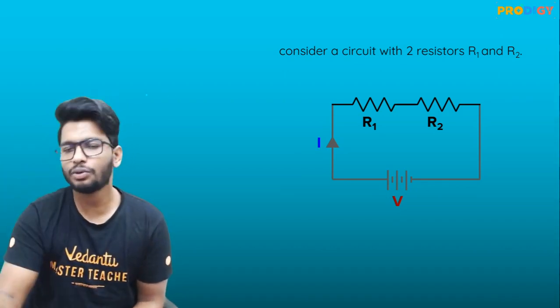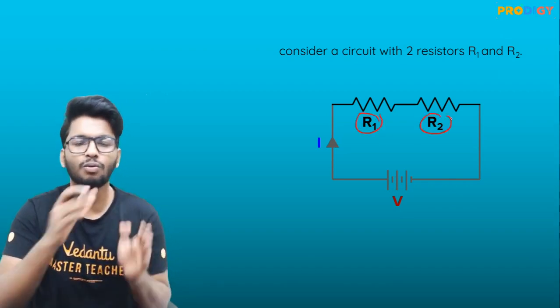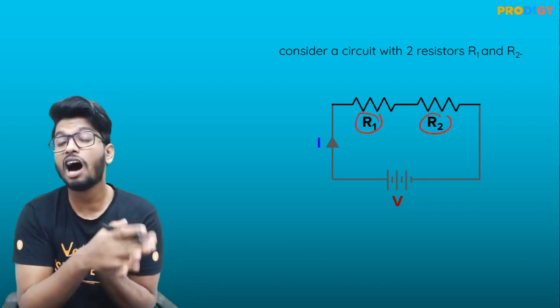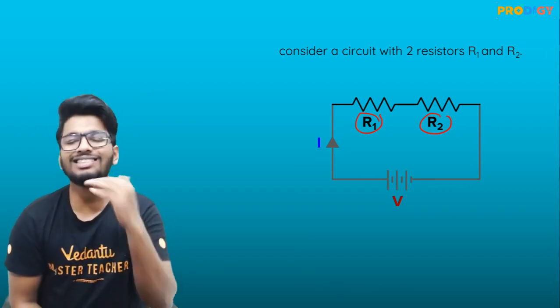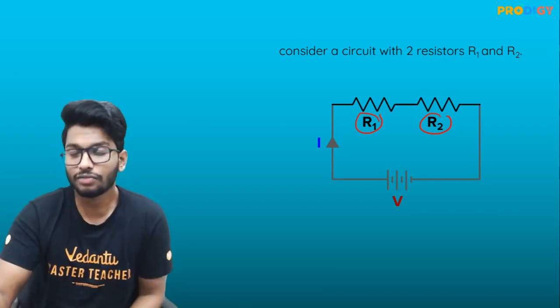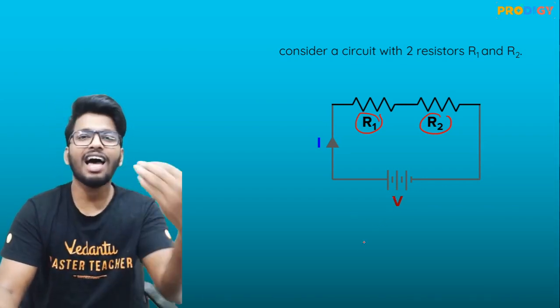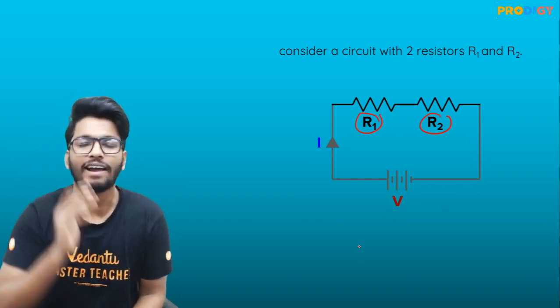So imagine that there are two resistors. This here is my first resistor. This here is my second resistor. So one is connected after another. This kind of connection is what is called a series connection. So you've connected it to a battery which is providing a potential difference of voltage V, and the current flowing through the circuit, let's say, is I.